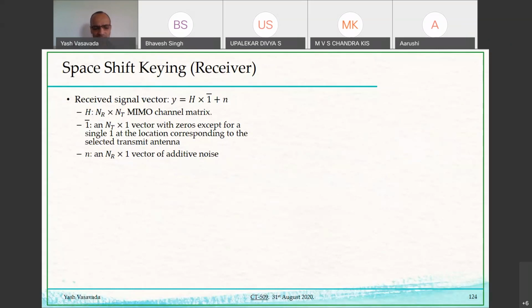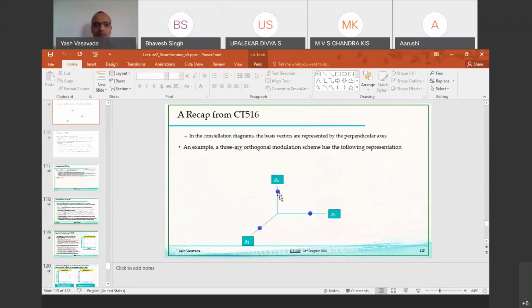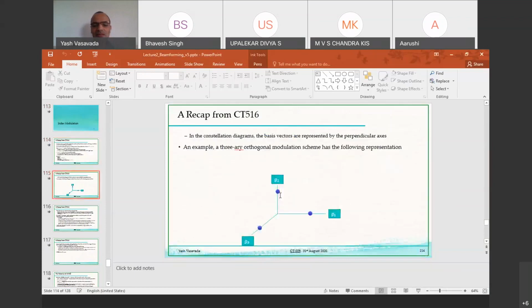Now remember, we have said that space shift keying is analogous to the orthogonal modulation scheme, where we select only one dimension at a time. So maybe we'll just go back to that. Remember, last time we said that in the orthogonal modulation scheme, one of the dimensions is selected.